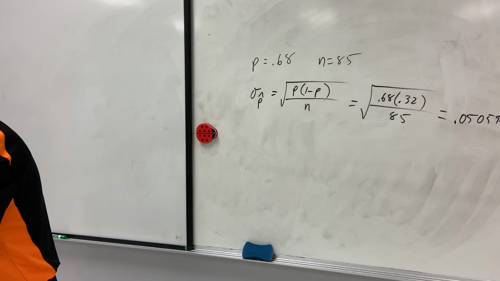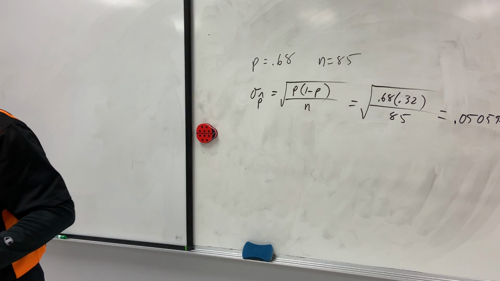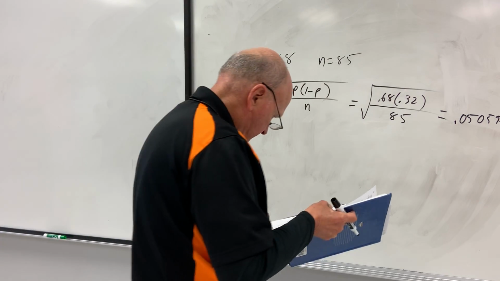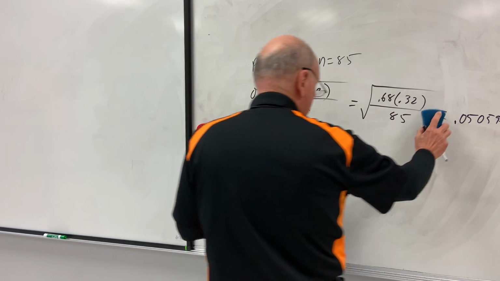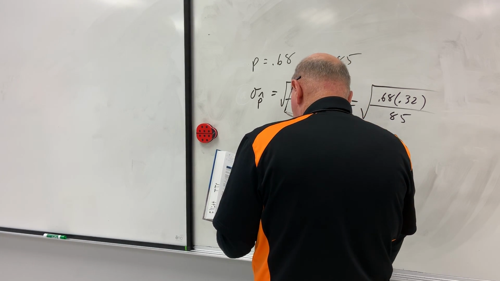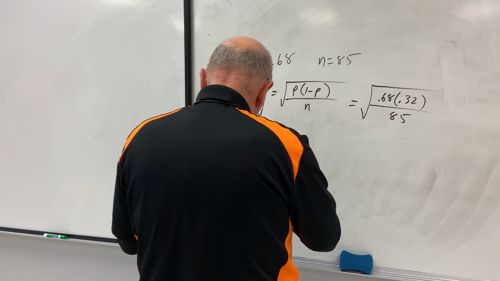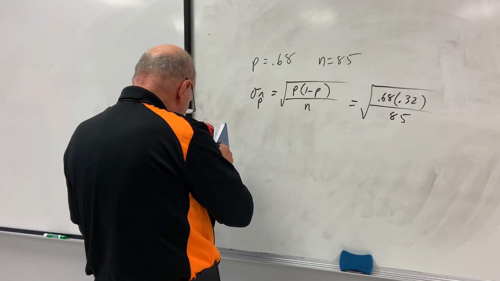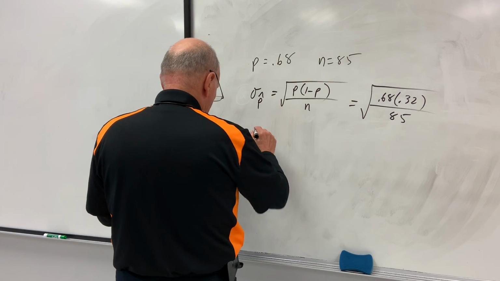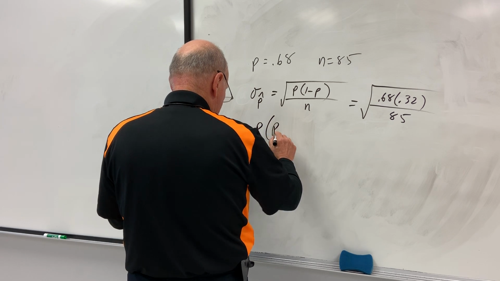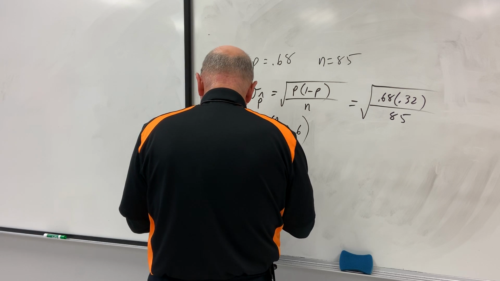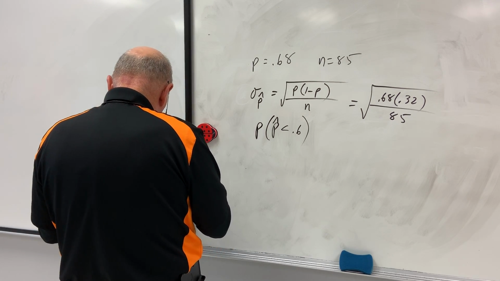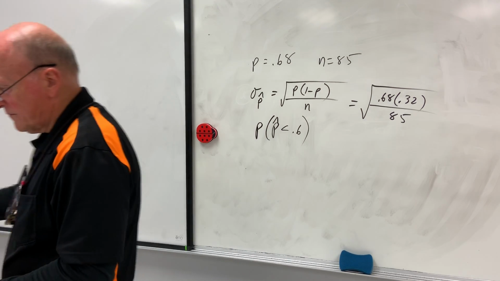Let's do C. Now, I'm going to leave this part up here. On C it says, find the probability that less than 60% of the people in the sample were in debt, so the probability that P hat is less than 0.6.